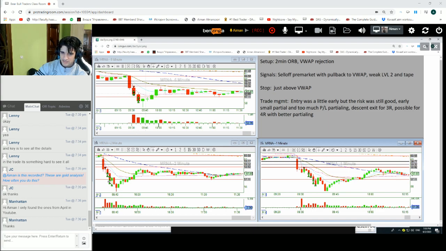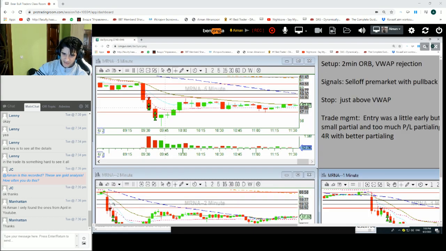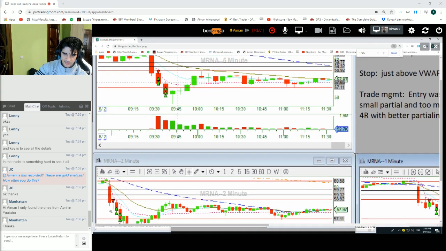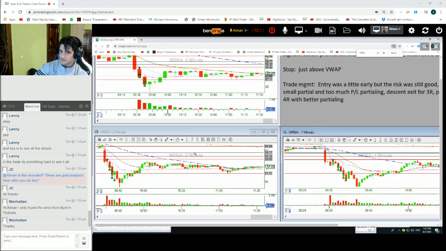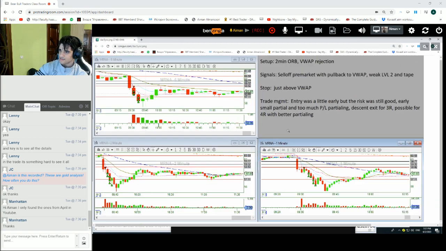I don't think this was an early entry. I think this was good if you got in after the wick. If you got into the short side right after this candle closed, then it was early. If you waited for it to pull back and then it started going down and after that you got the entry, I don't think it was really early. I think that was actually the ideal entry.